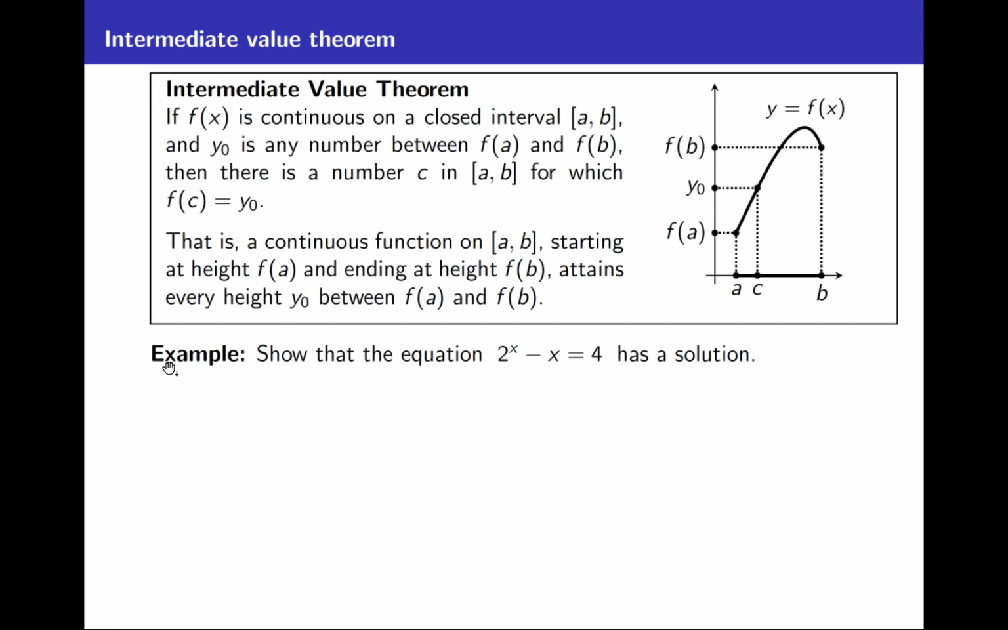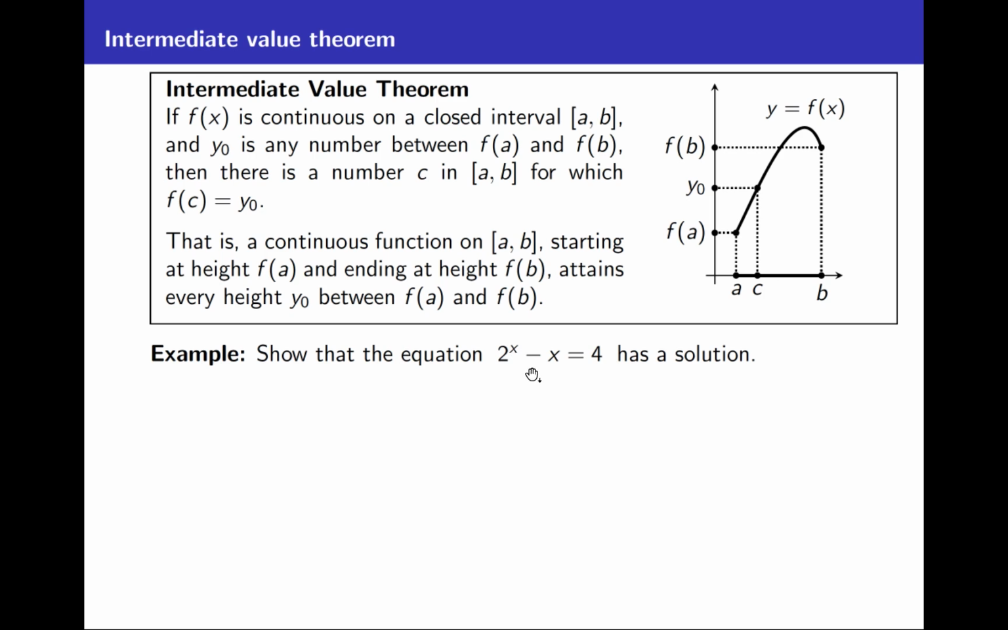As an application, we're going to solve this example. Show that the equation 2 to the x minus x equals 4 has a solution. Now, if you look at this equation and you try to solve for x, you're going to run into some problems because it's impossible to isolate x.